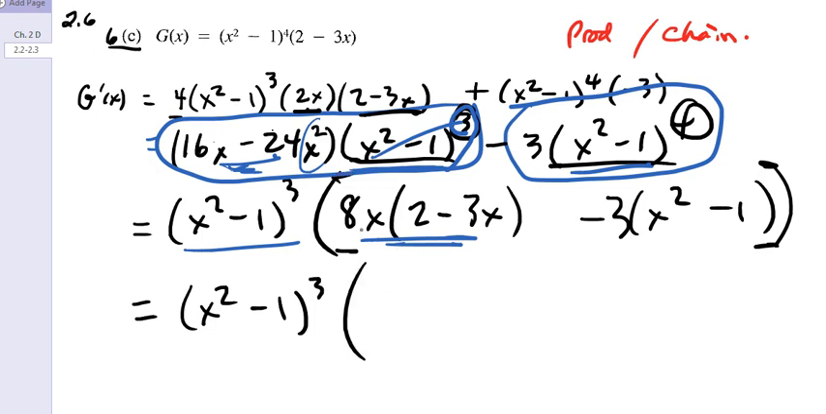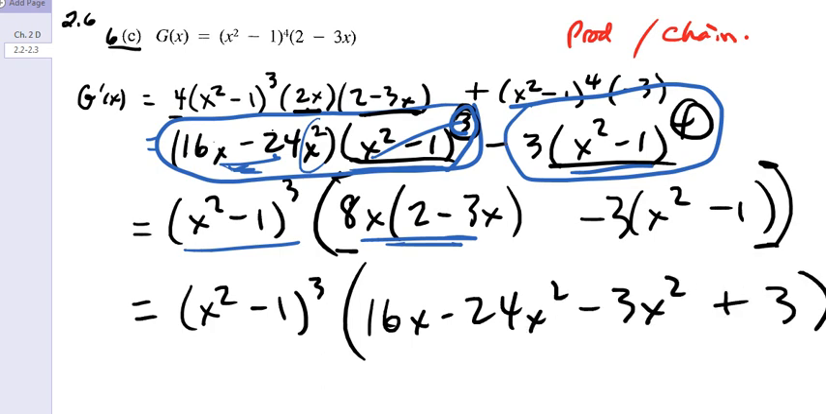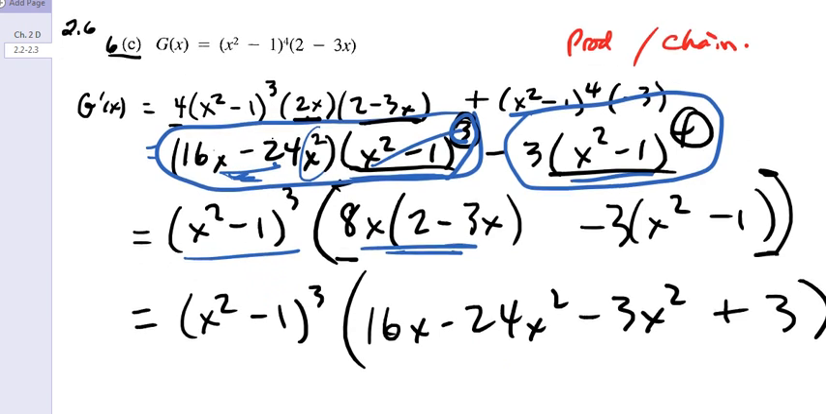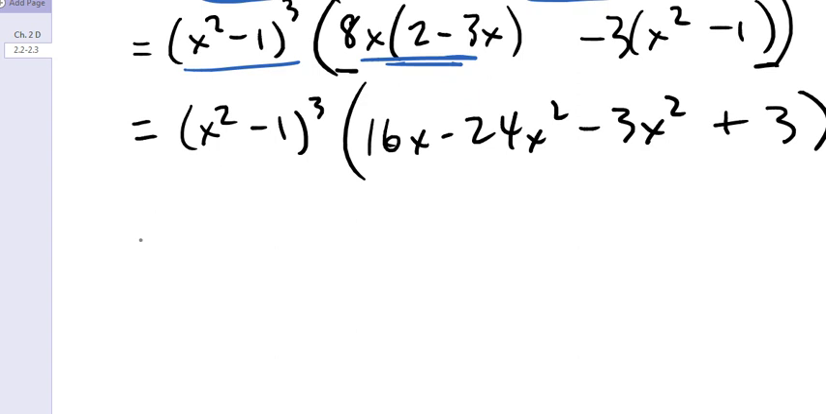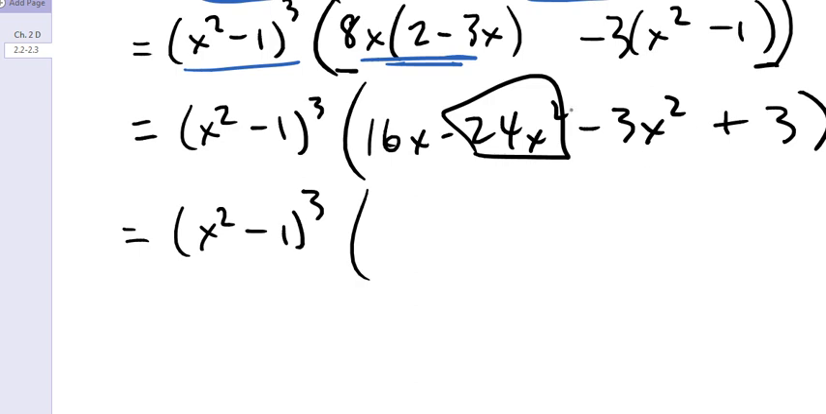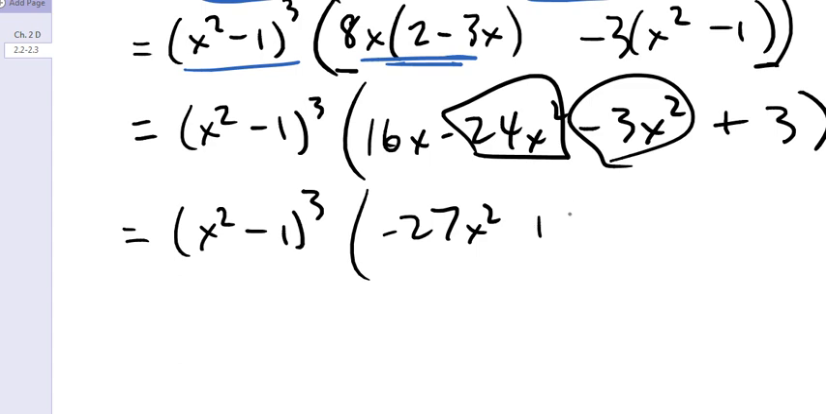So this is now going to be, what do we say? I guess that's 16x minus 24x squared minus 3x squared plus 3. So now, yeah, see, there's some like terms you can gather. So in that case, you wouldn't need to factor this. So (x squared minus 1) cubed. What can we gather? Those, right? It's negative 27x squared plus 16x plus 3. And if you can factor this, then go ahead, but it doesn't appear that you can.